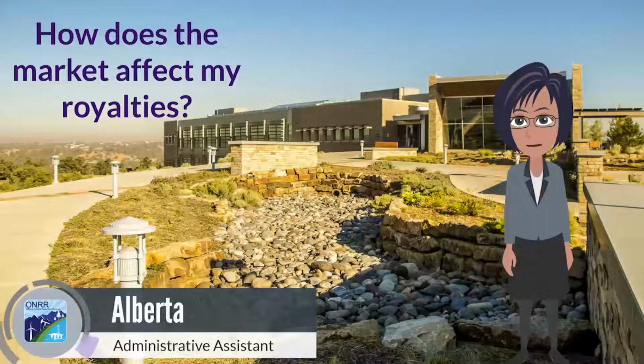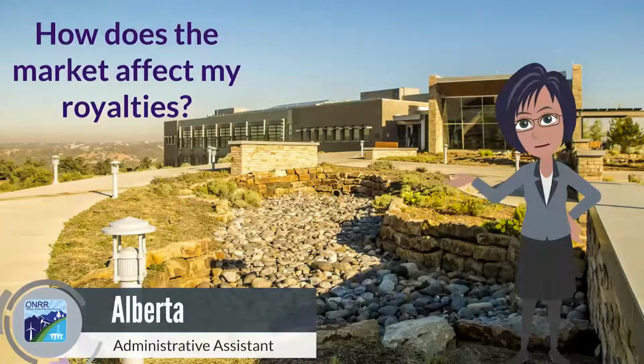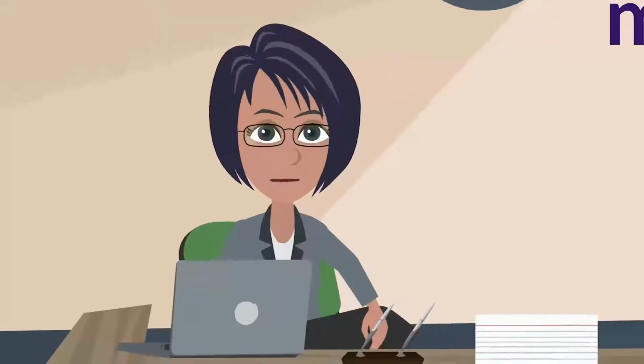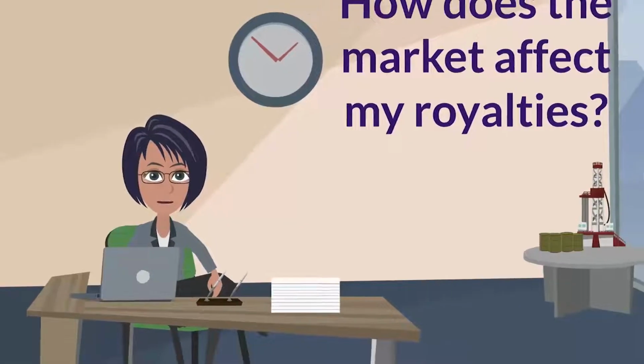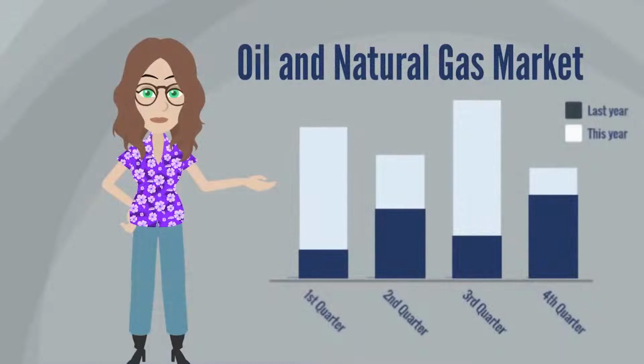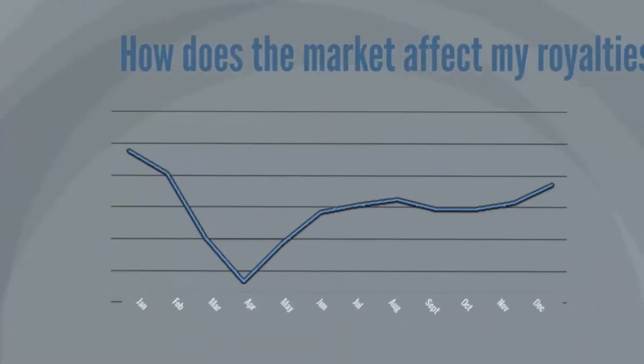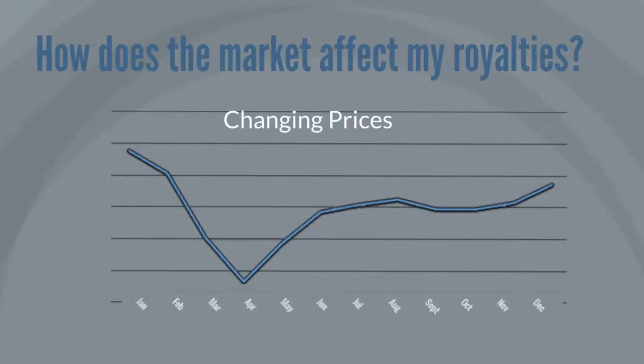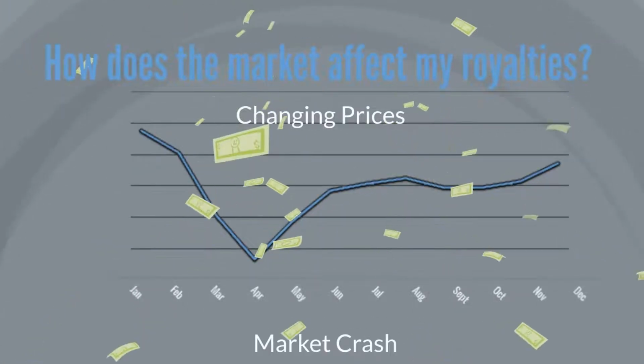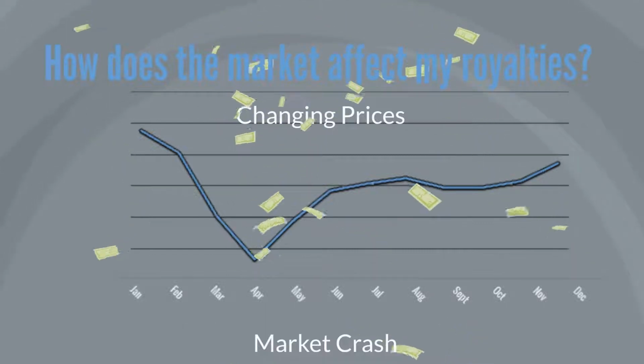I speak Navajo with some of the individual Indian mineral owners to better answer their questions about their mineral royalties. In this series, we're going to answer frequently asked questions. Animated character standing next to bar diagram titled oil and natural gas market with 4 quarter bars that display last and this year data. When oil and gas prices fluctuate, we know owners are concerned about what happens to their royalties. In this video, we will cover price volatility, market changes, and how those factors affect your royalty.